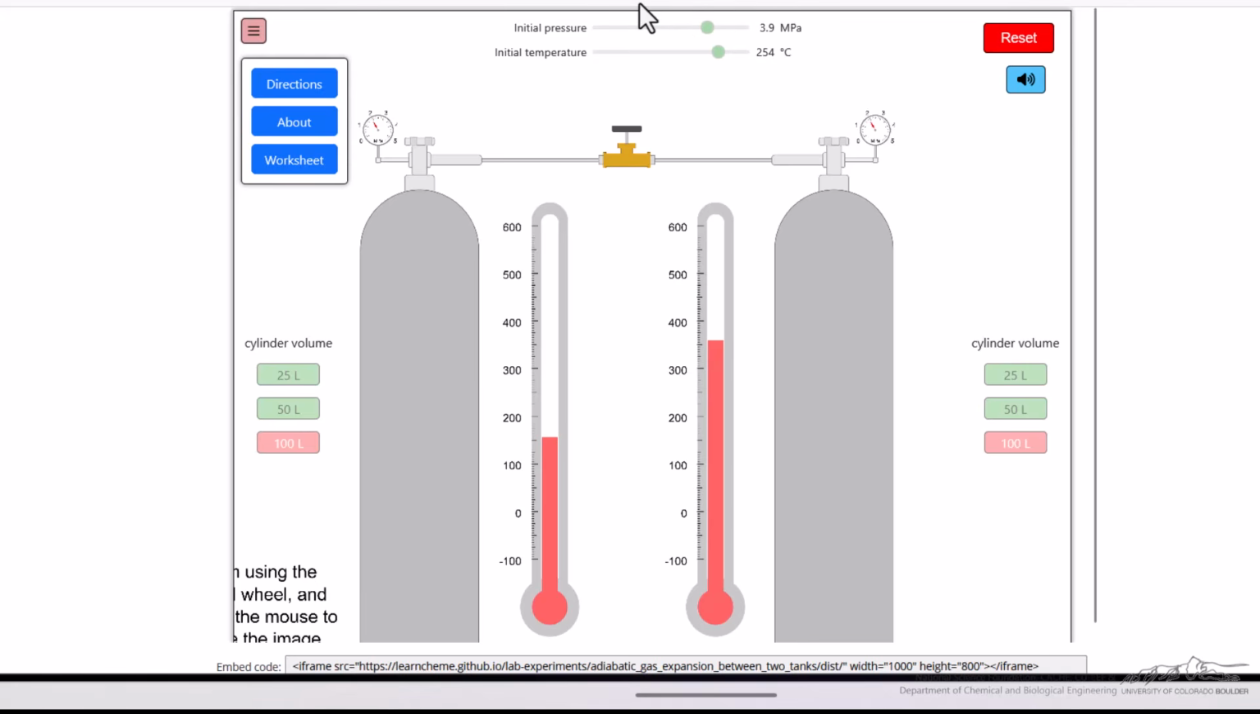The idea of the experiment, it takes somewhere between 30 and 60 minutes to carry out the complete worksheet. Hopefully it gives a better understanding of adiabatic expansion, first law, mass balances, and ideal gas law.